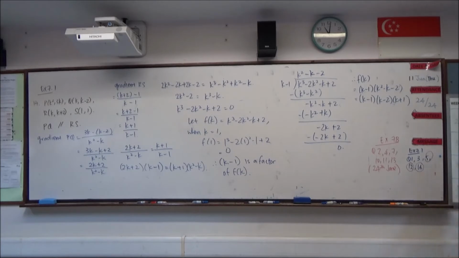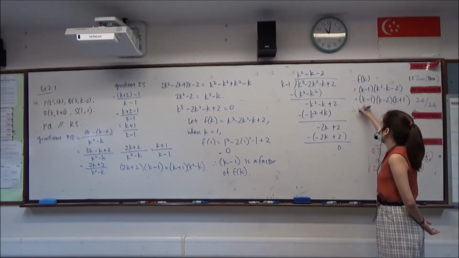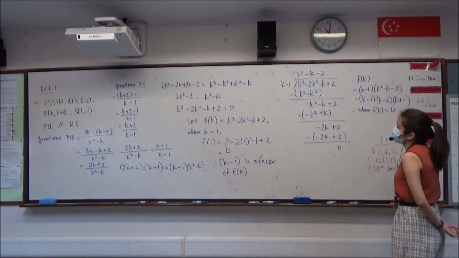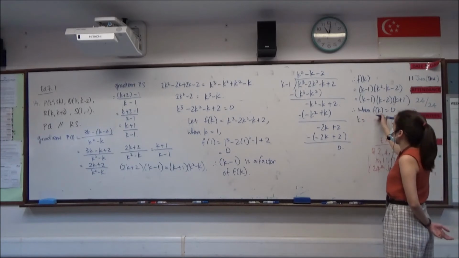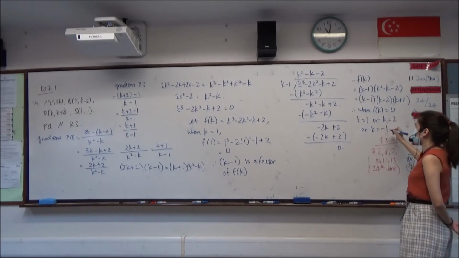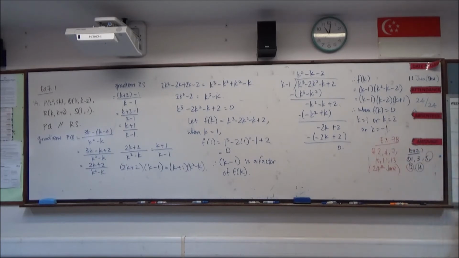Completely, I will have k minus 1, k minus 2, and k plus 1 as the factors, which is consistent with the values that you have from your calculator. Okay, so therefore, when we want to solve the cubic equation, we find that k will be equals to 1, or k equals to 2, or k equals to negative 1. They did not specify any conditions for k, so nothing to reject, all answers are acceptable.